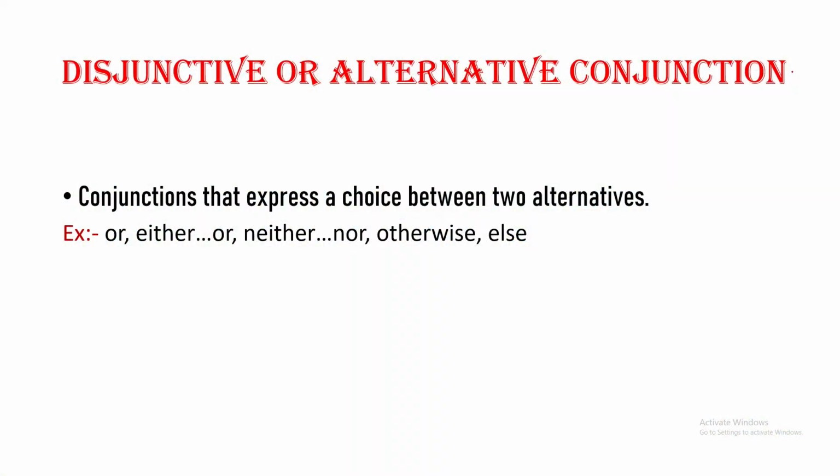Disjunctive or alternative conjunction. Disjunctive means not connected or separated, and alternative means a choice between two or more. So, a disjunctive or alternative conjunction is used to join two statements to express a choice between two alternatives. The conjunctions are or, either or, neither nor, otherwise, else.